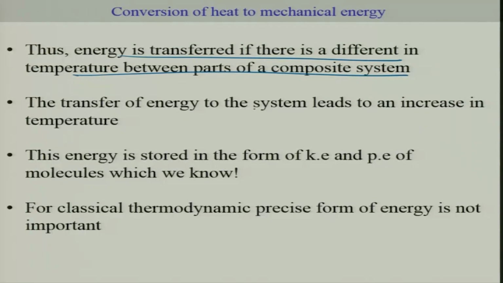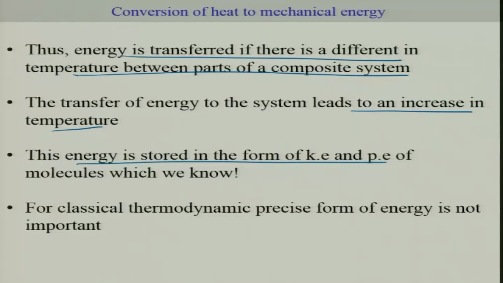So, transfer of energy to the system leads to an increase in the temperature. This energy is stored in the form of kinetic energy and potential energy, which we know. Now, for classical thermodynamics, the precise form of energy is not important, that we know. So, this leads to basically the equilibrium states here. This example illustrates that the energy in this case is transferred, and of course, some work is being done by that particular transfer of energy, but the transfer of energy was possible because there is a difference in the temperature between the parts of the composite system. Okay. And this would also lead to the increase in temperature.